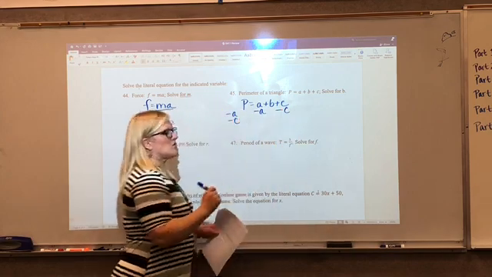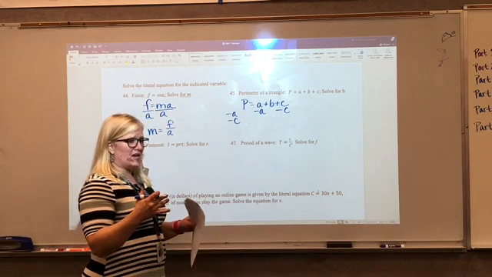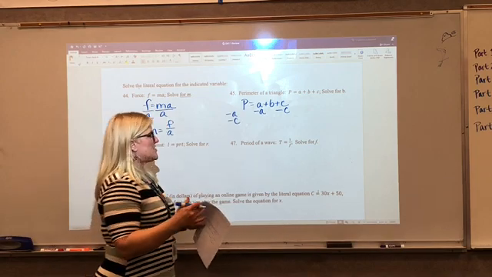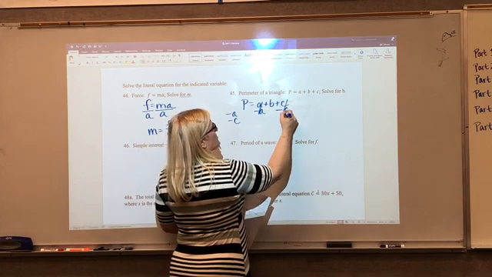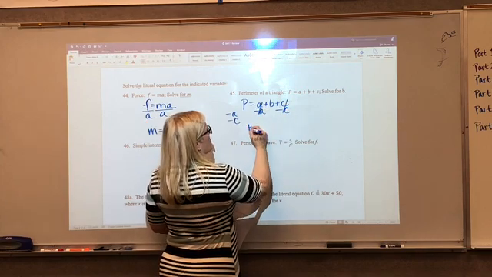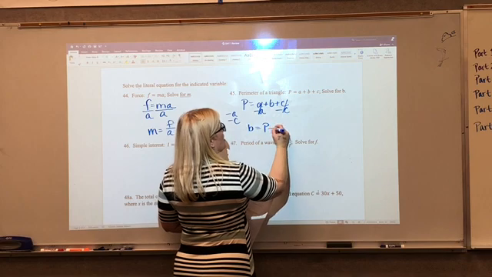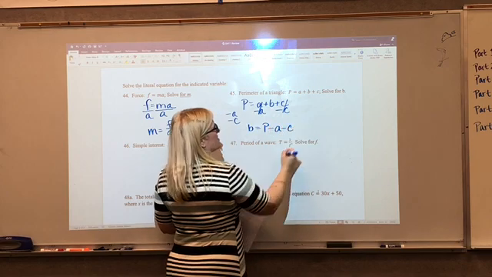So, sorry, I'm doing two different steps in this one. But that makes this go away and this go away, and I'm left with b equals the perimeter minus one side minus another side.